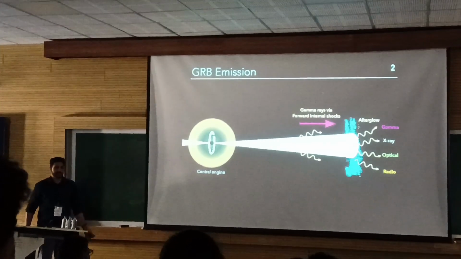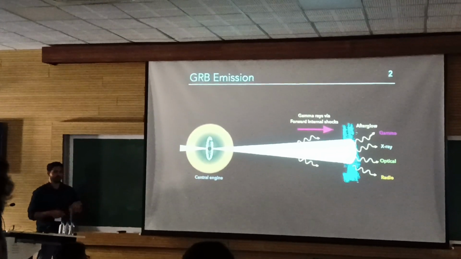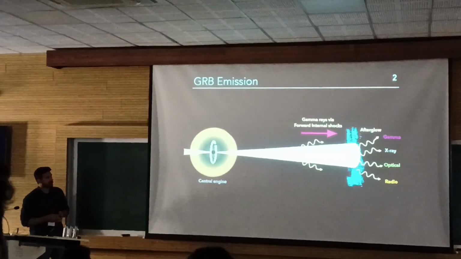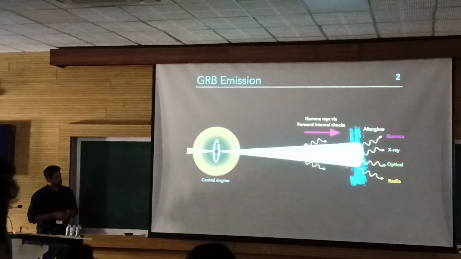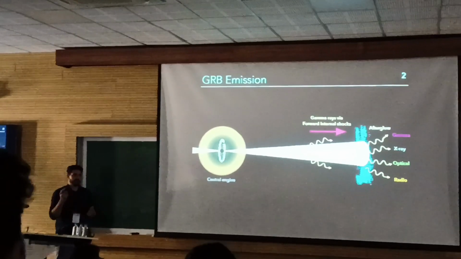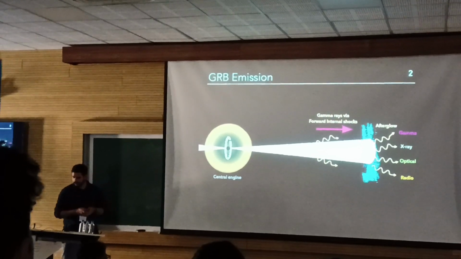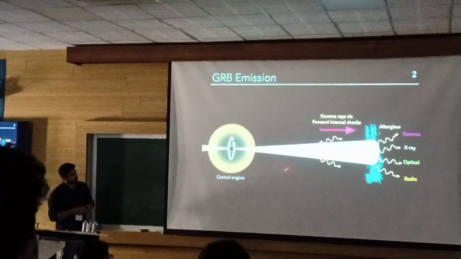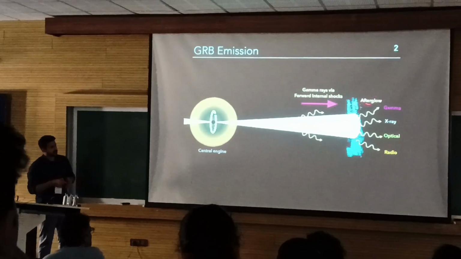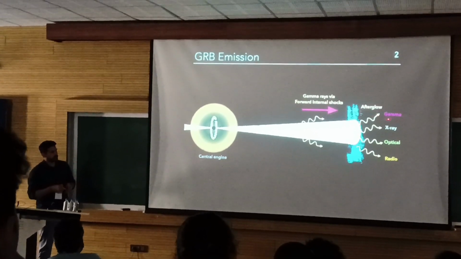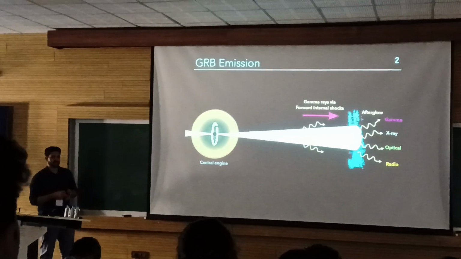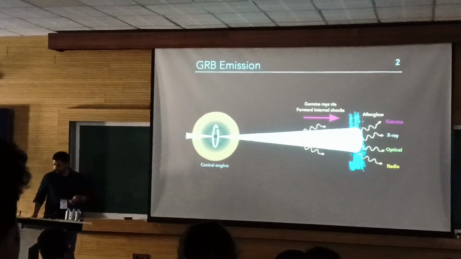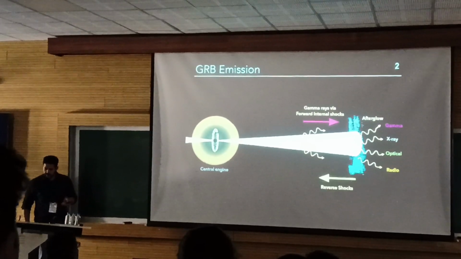And as these jets move into the interstellar medium or some sort of wind medium, they interact and produce something called the afterglow, which shines all the way from high energy to very low energy in radio. I won't be talking about how GRBs are produced, but will focus more on the afterglow, because this is one of the things that is observable in the optical, and that's what we usually look after.